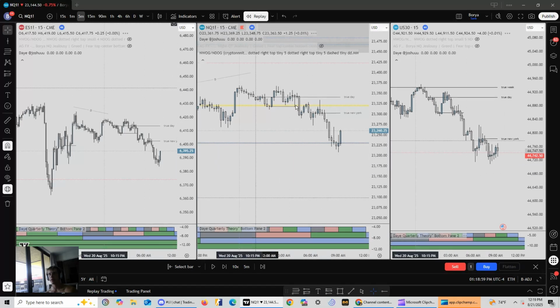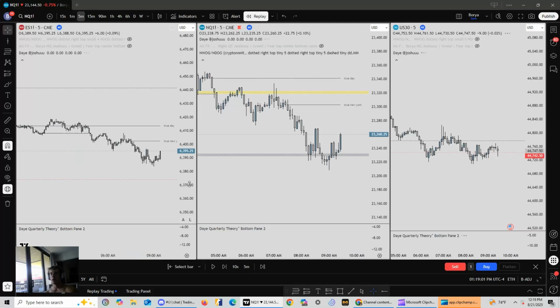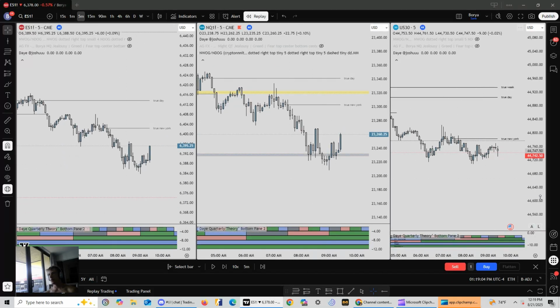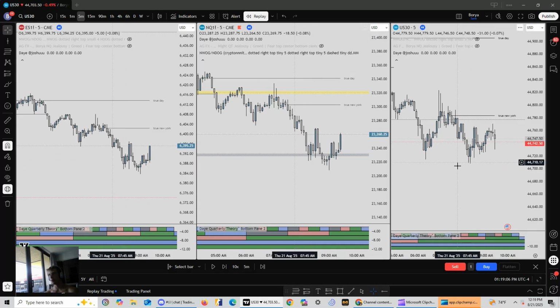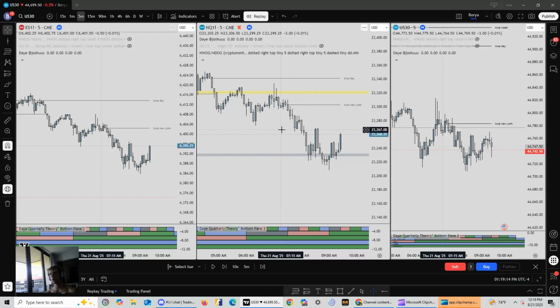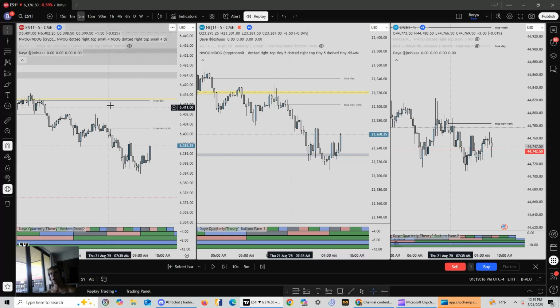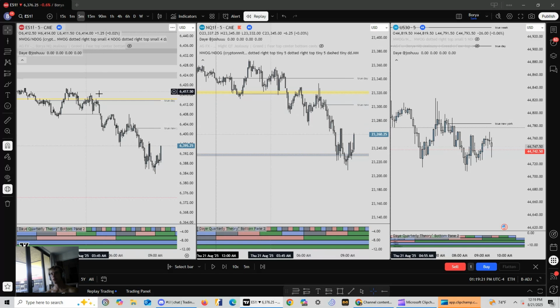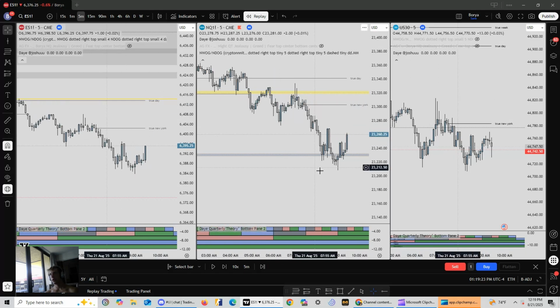So let's go on the 5-minute. Okay, looking at the 5-minute here, we have 90-minute highs right here. True New York just got dropped and nothing on the S&Q. We have new day opening gap up here. True day.